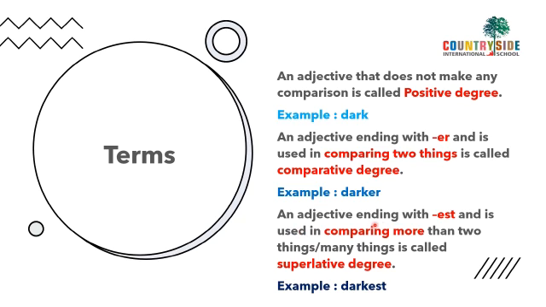An adjective ending with EST, used in comparing more than two things or many things, is called superlative degree. Those words which are compared with more than two things, or with many things, we call a superlative degree, and we add EST. For example, darkest. So only dark is a positive degree, darker is a comparative degree, darkest is the superlative degree.